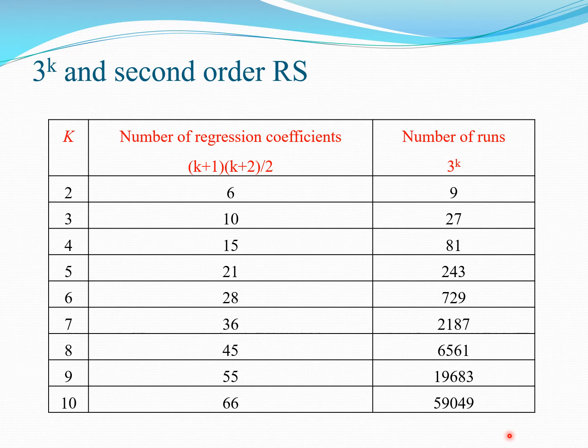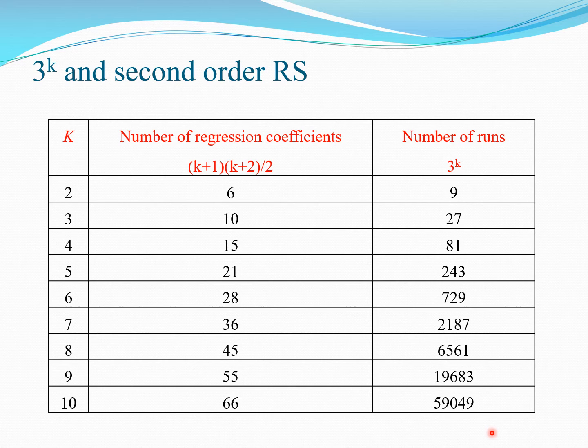And here you can really see the curse of dimensionality taking place, in that when k is equal to 10, you have a plethora of points. You have actually 59,049 points. So there is a veritable explosion in the number of points as k goes up.